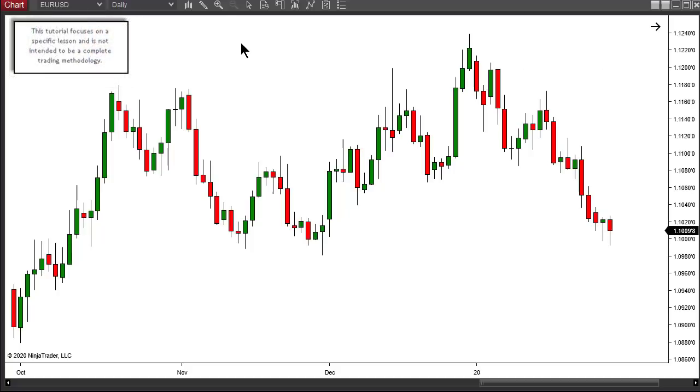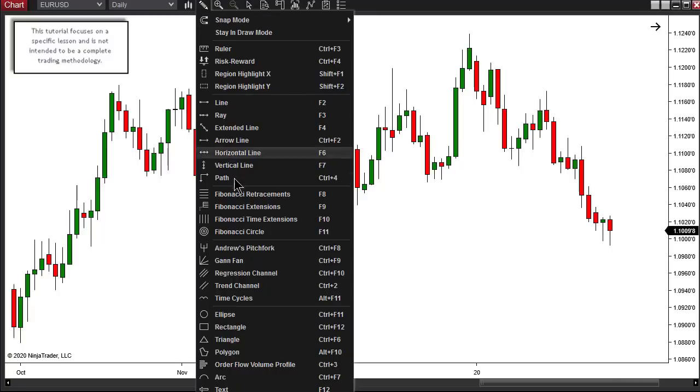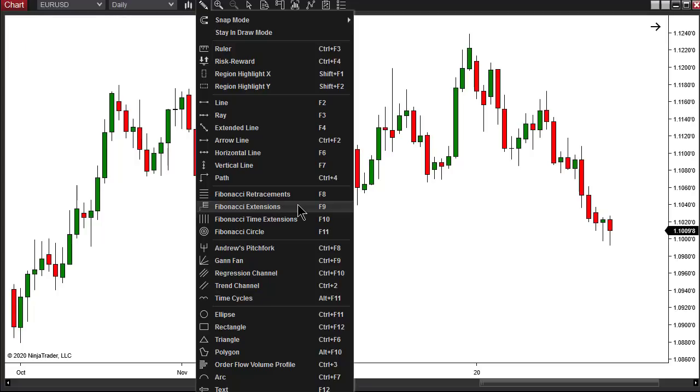I'm using NinjaTrader here, but pretty much every trading platform I know has this tool. Exactly which buttons you're going to click and so forth will vary from trading platform to trading platform. So I'll demonstrate it here in NinjaTrader 8, but feel free to check the support documents of your trading platform, maybe instructional videos that show you how to use their tool.